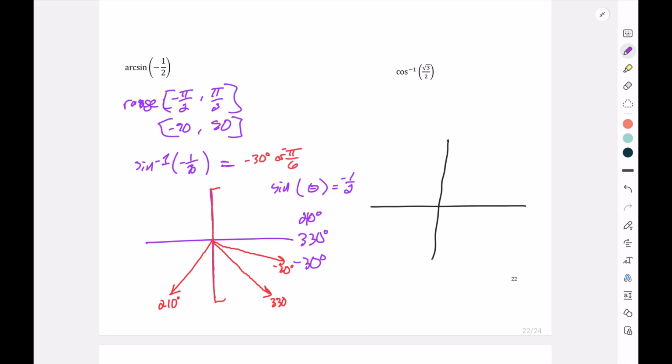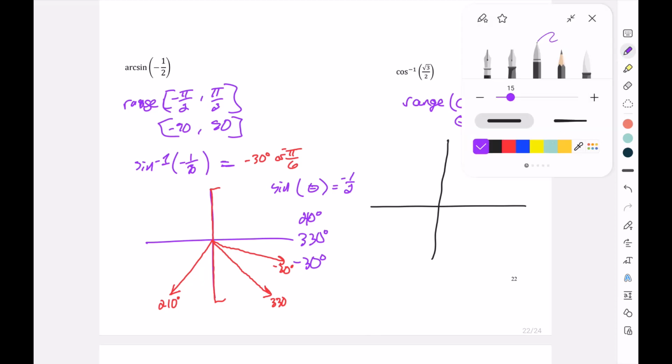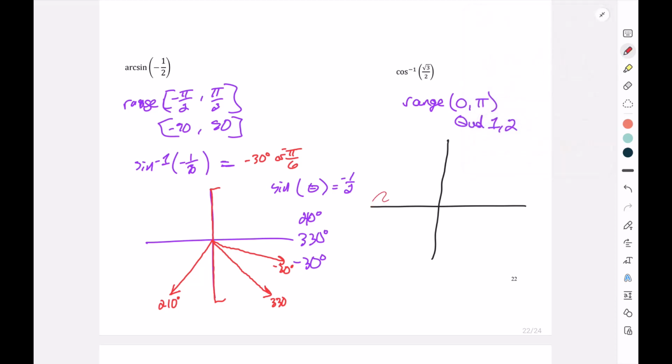So next we have cosine inverse of square root 3 over 2. And so we know that for cosine, our range is 0 to pi. So we're going to be in quadrants 1 and 2. So we want anything above the x-axis.